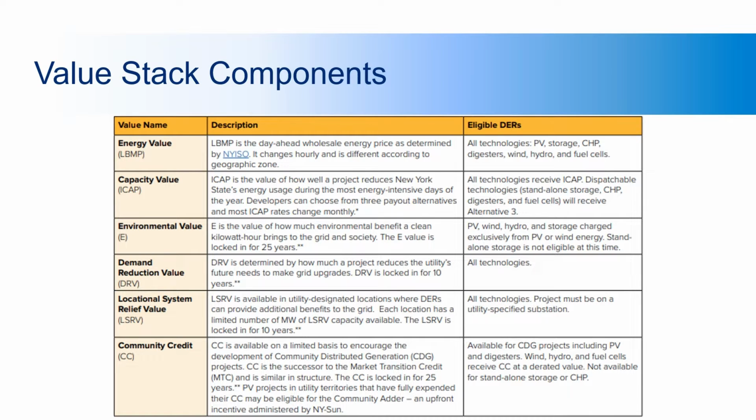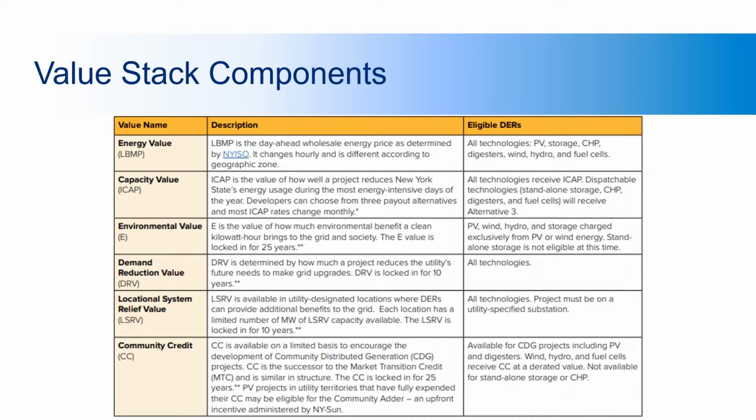Environmental value rates are locked in on a per kilowatt hour basis for 25 years, and projects may elect to forego this compensation in favor of retaining non-tradable renewable energy certificates, or RECs, for the energy they produce. The environmental value component can be thought of as a payment for selling the REC to the utility.